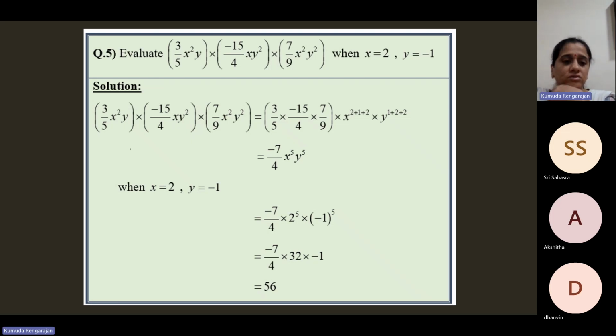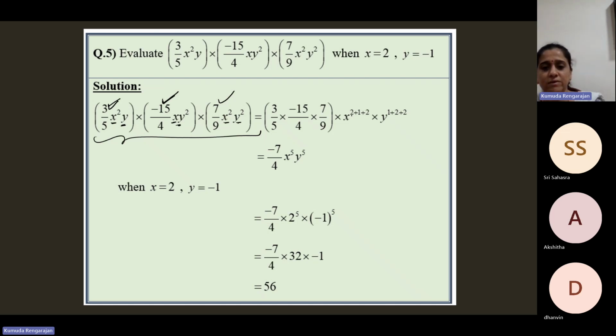All right. So this is the question. So how do we multiply? Multiply the numbers: 3 by 5 into minus 5 by 4. Sorry, 3 by 5 into minus 15 by 4 into 7 by 9. And then write x square into x square into y square into y square. When bases are same and it's multiplication, we add the powers. So that's what you see here. Correct? Power 2, power 1, power 2. You'll have to multiply, right? So to multiply, you should add the powers, correct?